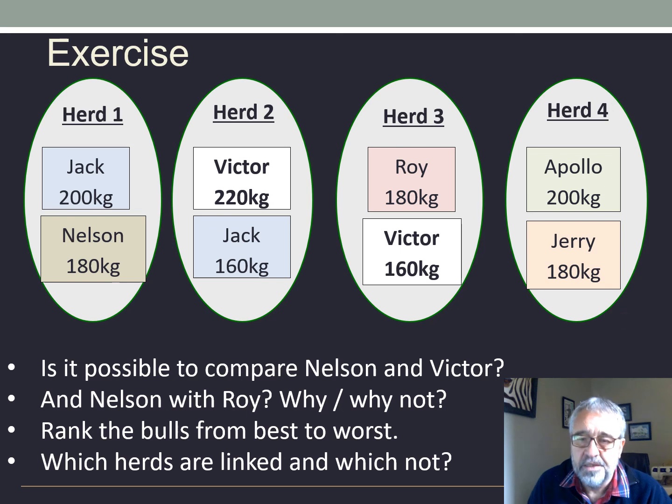This is just another example, and I think this is an exercise. I'm not going to go through it, but you will see that you have different bulls: Jack, Nelson, Victor, Roy, Apollo and Jerry. Maybe you can go through these questions and see whether you are able to actually rank these animals in terms of their genetic superiority for weaning weight in this case, and also whether all these herds are well linked or not in terms of your breeding value prediction.